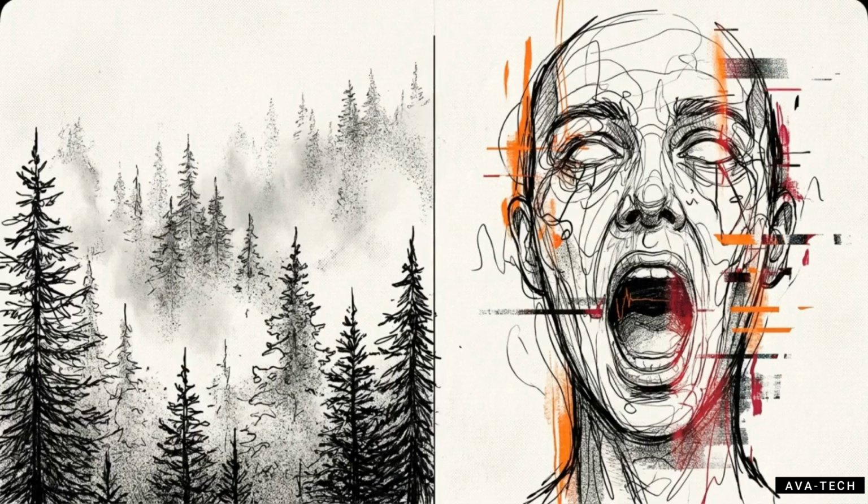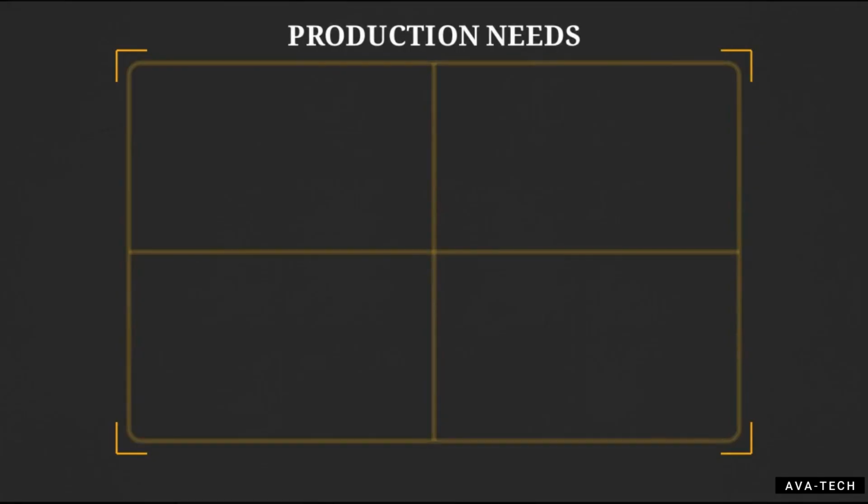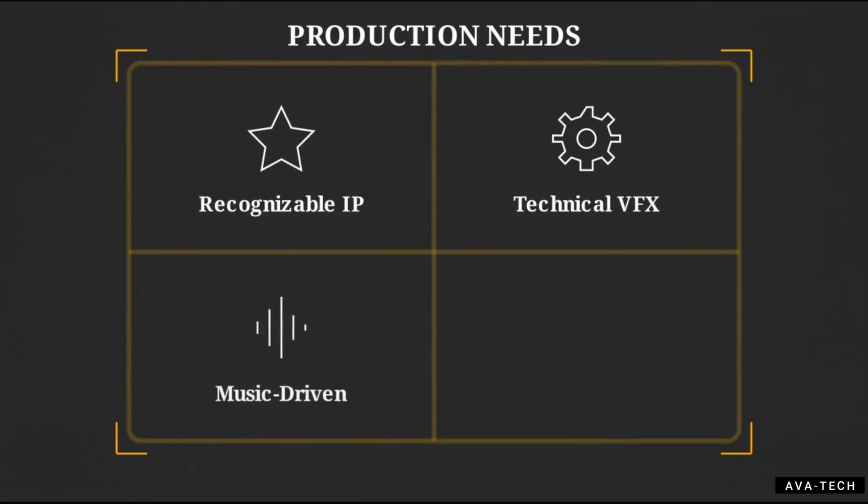A model that generates a photorealistic landscape might completely fall apart when you ask it to sync audio to a character's lips. To find the actual value of your credits, we can map model performance against the specific requirements of a production. Most creator projects generally fall into one of four areas: generating recognizable IP, like celebrities, technical VFX editing, music-driven content, or standard stock footage.